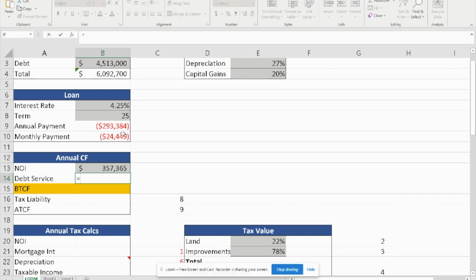We're going to say equal the annual debt service. And then the before tax cash flow is simply the sum of the NOI and the annual debt. So, sorry, the sum of the NOI and the debt should get, okay. All right, should be $63,000 for the before tax cash flow.